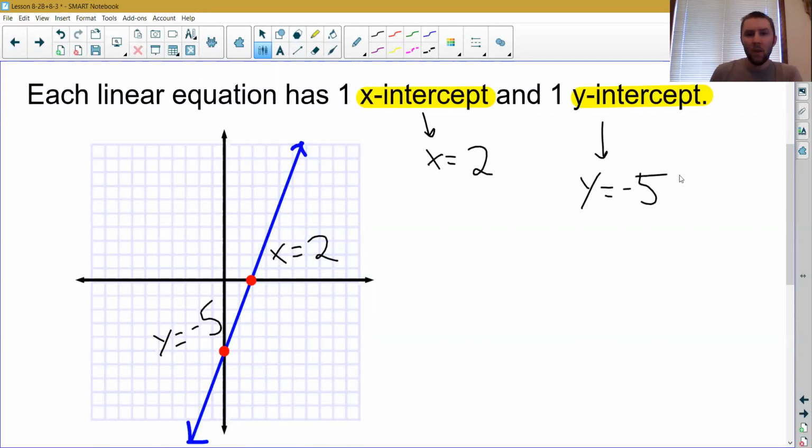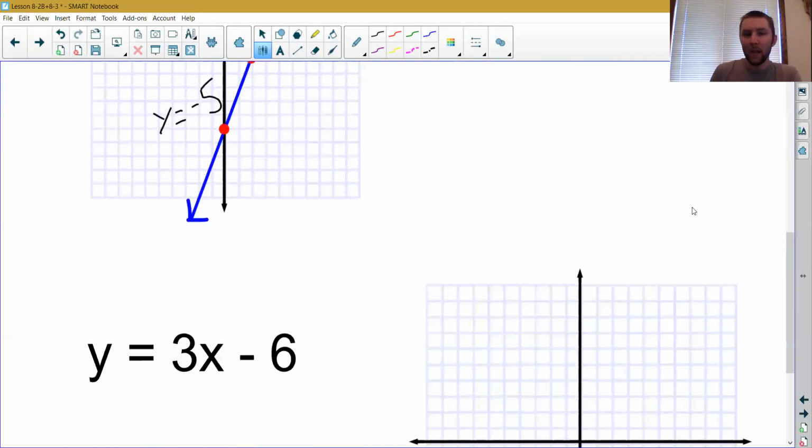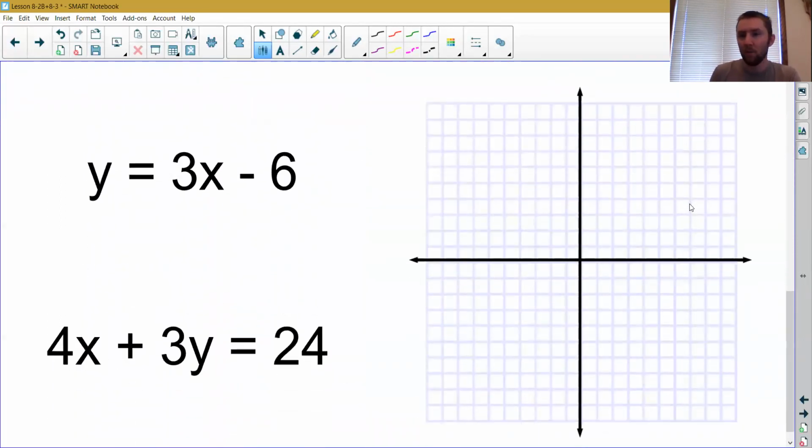Now, when we look at an equation, we can do a little bit of math to find the x and y intercepts, and then we can use those intercepts to pretty easily graph the linear equation. So if we look first at y equals 3x minus 6, we can use this equation to talk about how we find the intercepts.